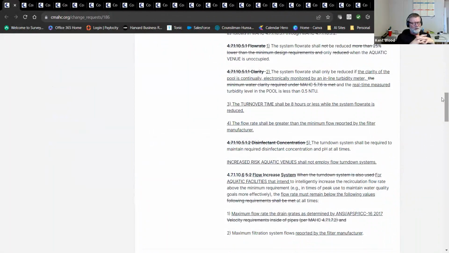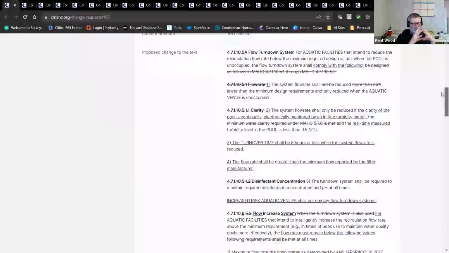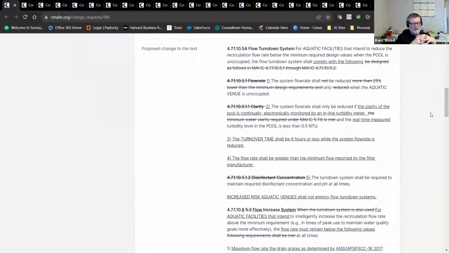The one point that James made that I'm not sure I agree with is not being able to go to a 6 or an 8 hour turnover on a 1 or 2 hour turnover pool when the pool's not occupied.